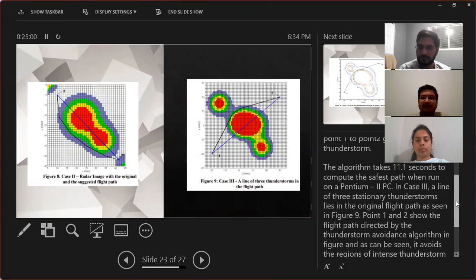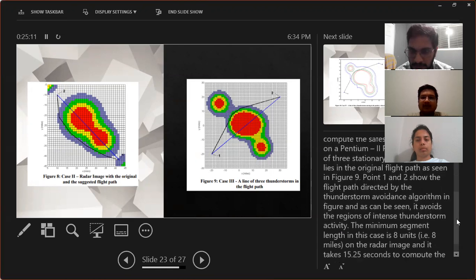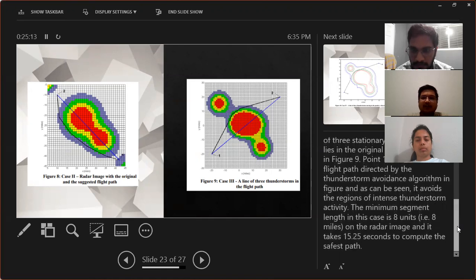In case 3, a line of 3 stationary thunderstorms lies in the original flight path as seen in figure 9. So here you can see it in figure 9. Point 1 and point 2 show the flight path directed by the thunderstorm avoidance algorithm in the figure, and as can be seen, it avoids the regions of intense thunderstorm activity. The minimum segment length in this case is 8 units, that is 8 miles on the radar image, and it takes 15.25 seconds to compute the safest path.